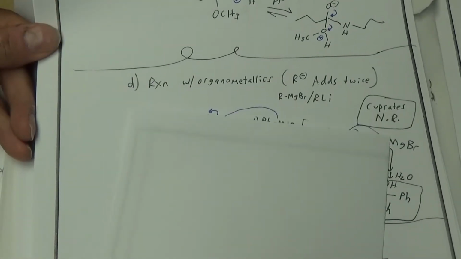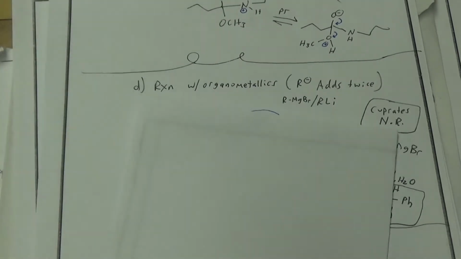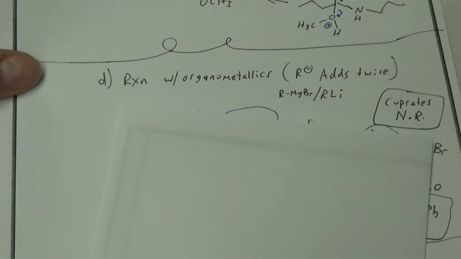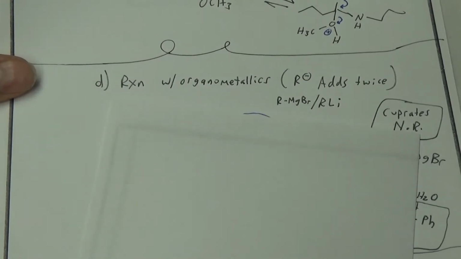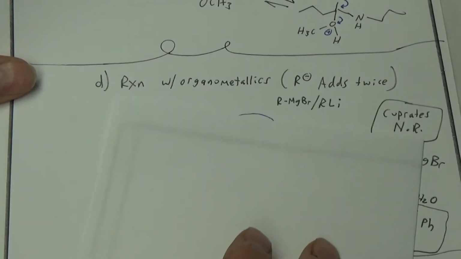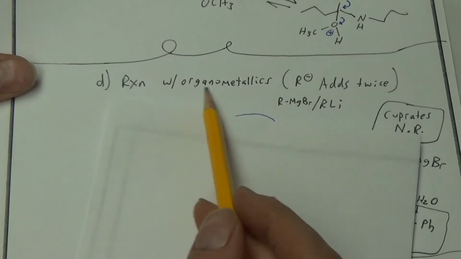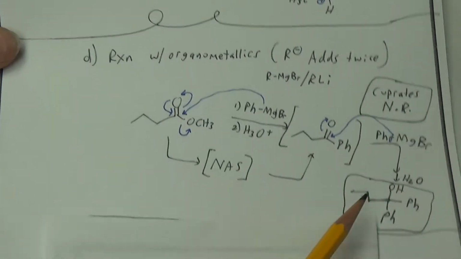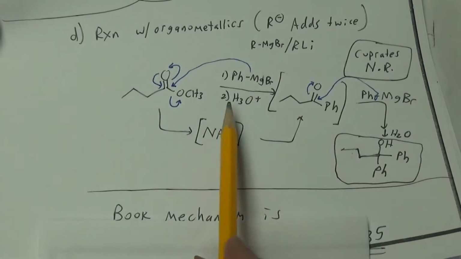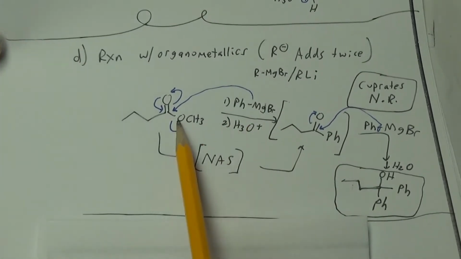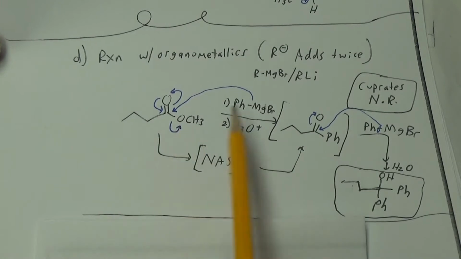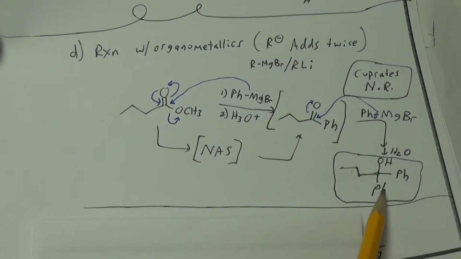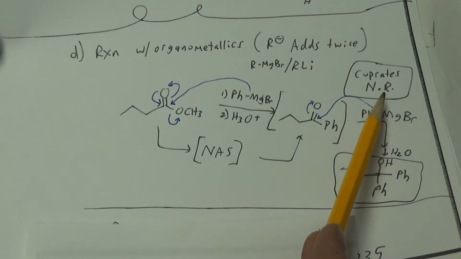Reaction with organometallics. This was less boring. I think it's actually really cool to use organometallics to make CC bonds, right? These are CC bond forming reactions. You could use Grignards, you could use organolithiums. The big thing was that the Grignards and organolithiums add twice to esters. They add once, you get a ketone, then it adds again, and then you get a tertiary alcohol. Cuprates do not react with esters.